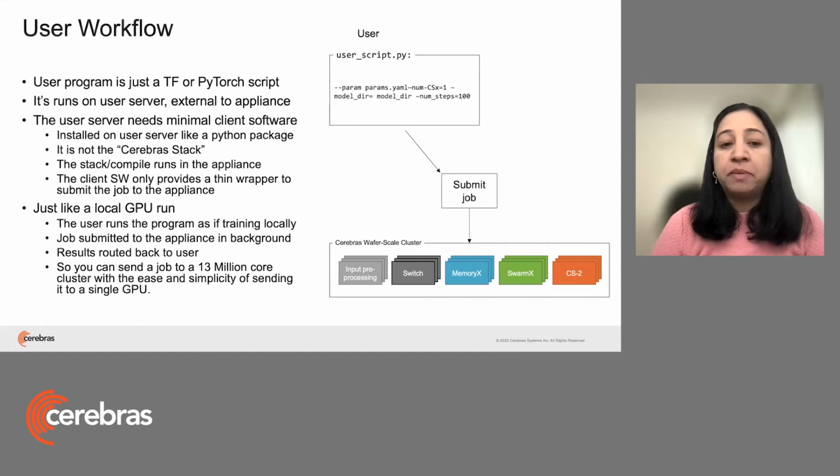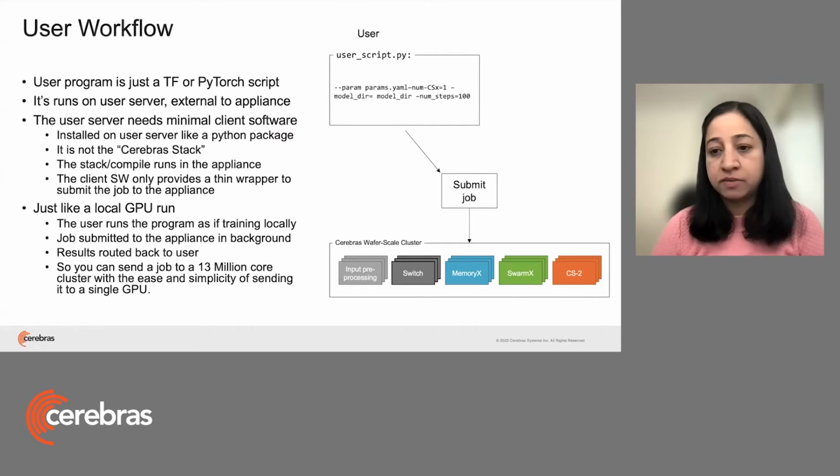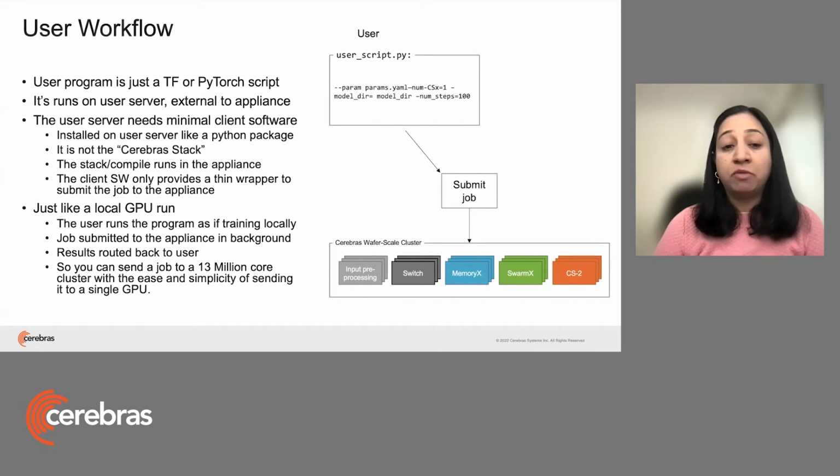Then the stack or the compile itself will run this in appliance mode. The client software will only provide a thin wrapper to submit the job to the appliance. So from a user perspective, you can almost think of it as there's not much change that you would have to do for your TensorFlow and PyTorch script and any of the other Python libraries in your environment that you have been using, but only think about this thin wrapper where you submit the job to an appliance, and once the appliance is done with its processing, you receive the result back.